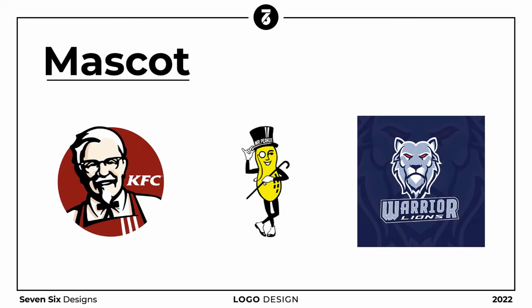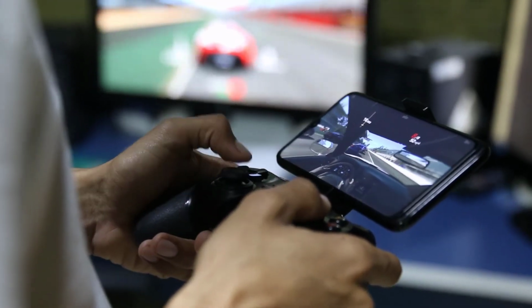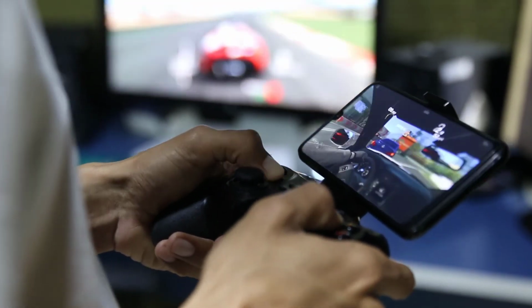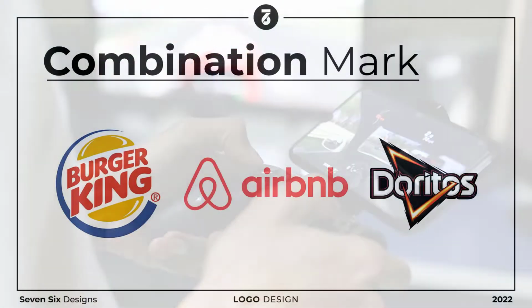Mascot. Mascot logos include an illustrated character or cartoonish design to represent the brand. They are mostly colorful designs and full of fun. These logos are used by famous brands like KFC, Pringles or other children-friendly products or gaming products.